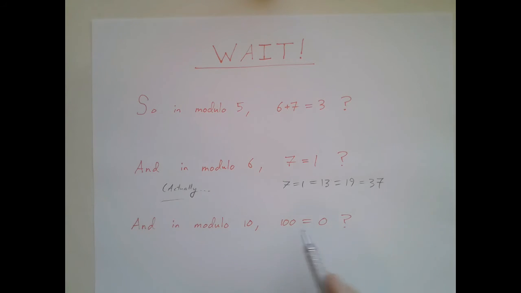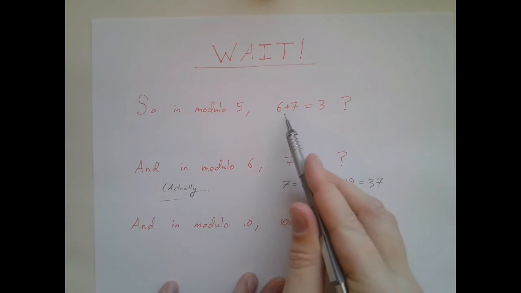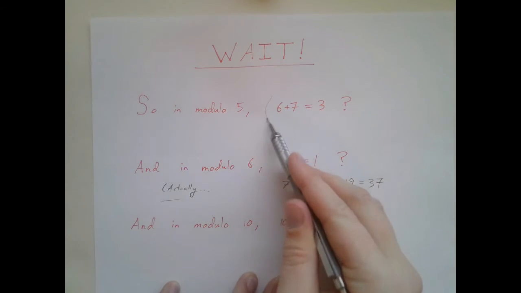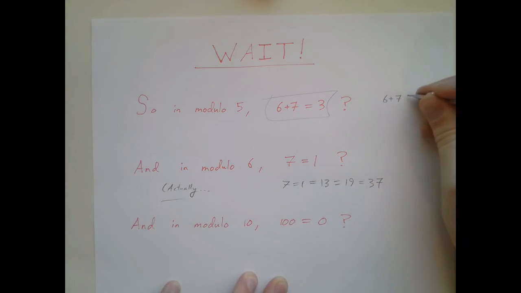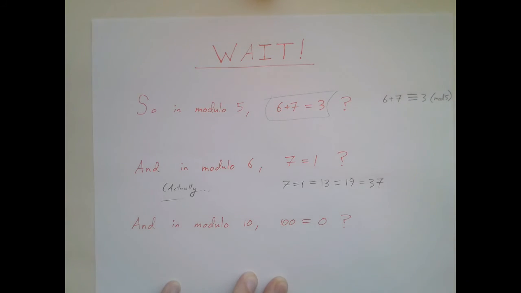And in mod 10, 100 equals 0. This seems really weird. Is math not true, the math you learned before, or are the rules just arbitrary? No, so technically, a mathematician wouldn't really write it like this. What they would say is 6 plus 7 is congruent to 3 in mod 5.